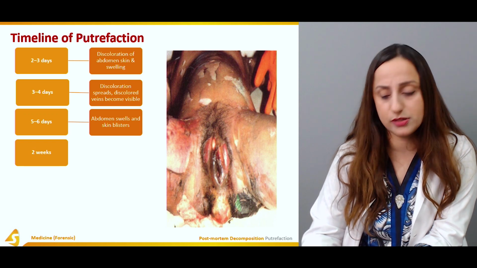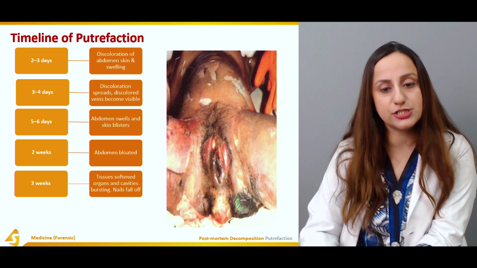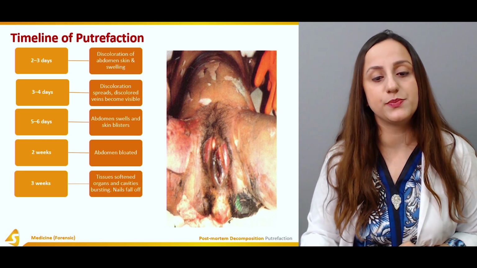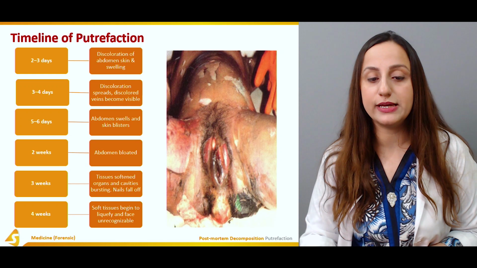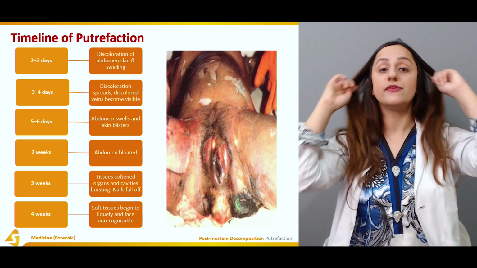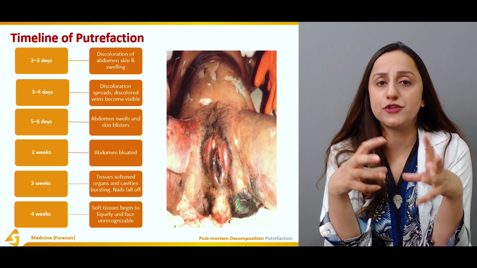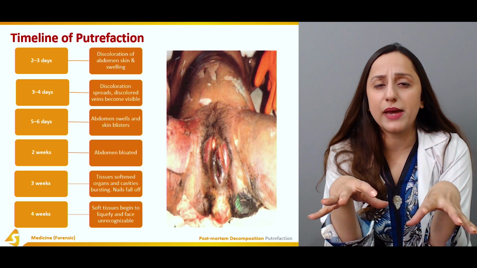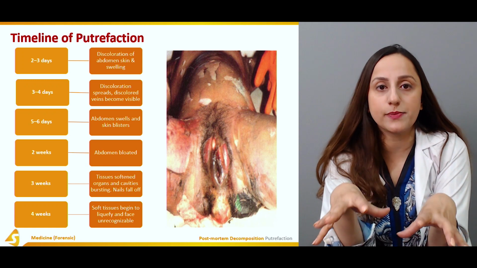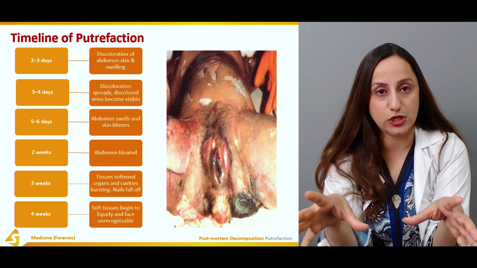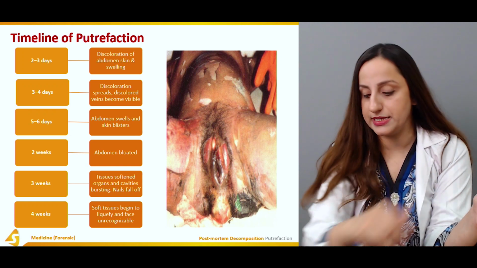In around 2 to 3 weeks, the abdomen is bloated. In about 3 weeks, the tissues soften, the organs and cavities burst, and the nails start to fall off. And in about 4 weeks, the soft tissues begin to liquefy and the face becomes unrecognizable. Now, we have to keep in mind that sometimes all of these distended organs, soft tissues and cavities give an appearance of bruising or an appearance of sexual offense, which has not actually taken place. It's basically a part of the decomposition process. So we don't have to confuse this with any sexual offense activity that has taken place before death.